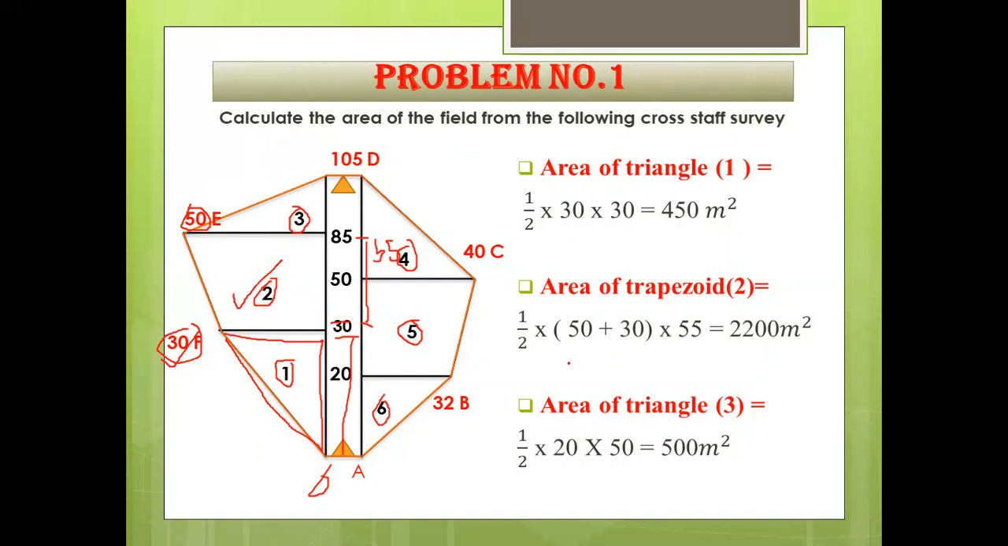Then half into the sum of the parallel sides, that is 50 plus 30, multiplied by 55. That is 2200 square meter. Then next go to the next area.